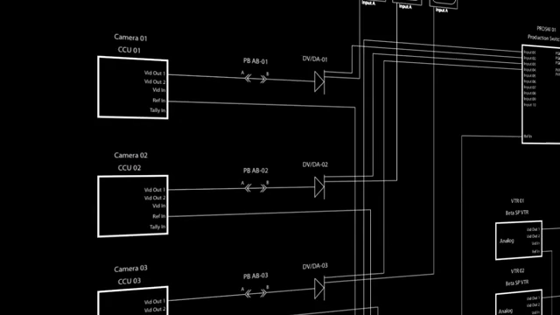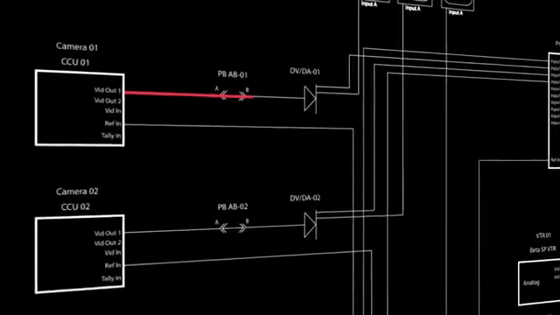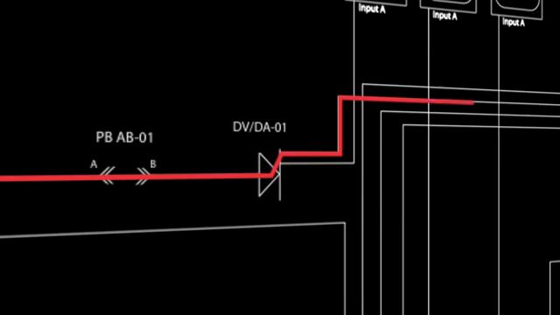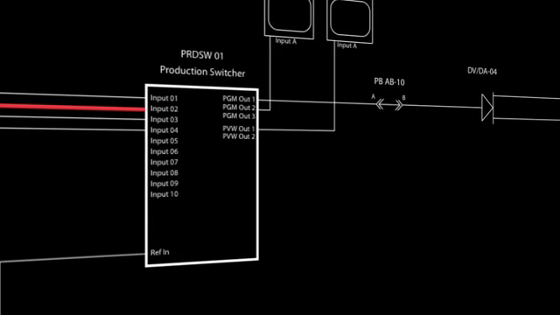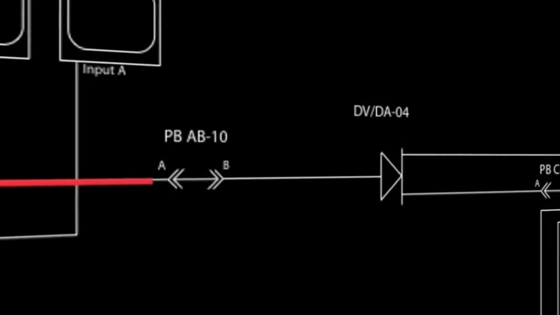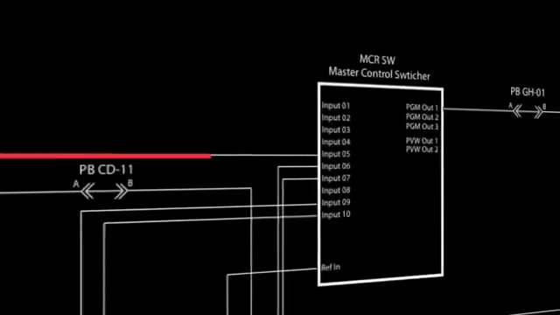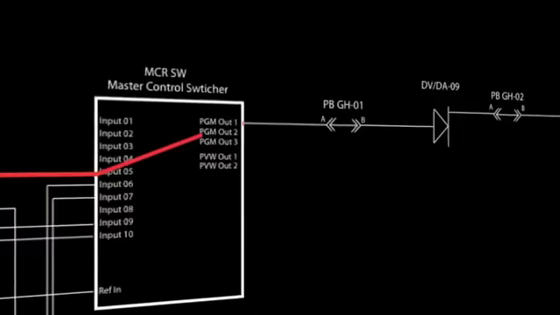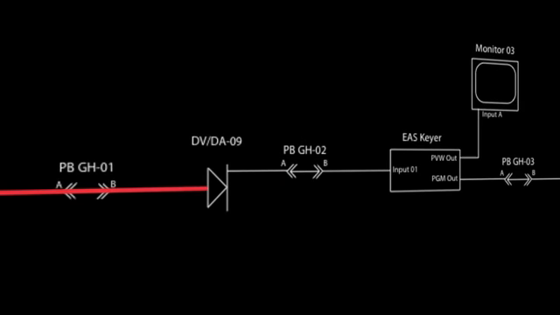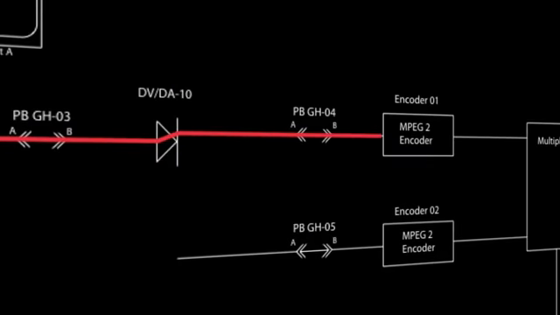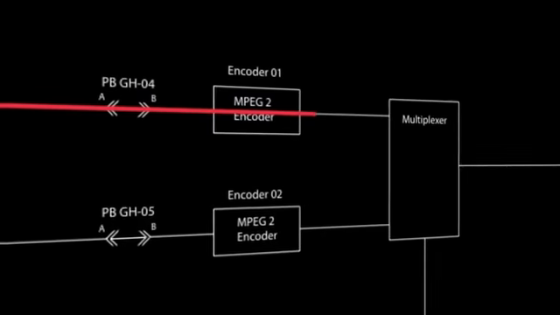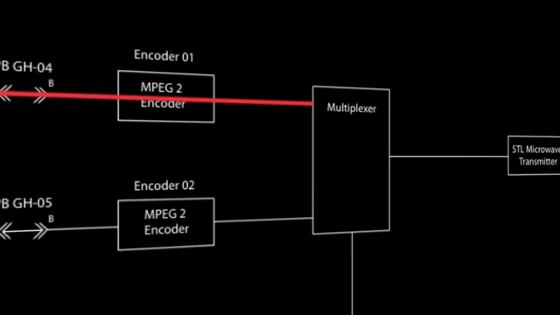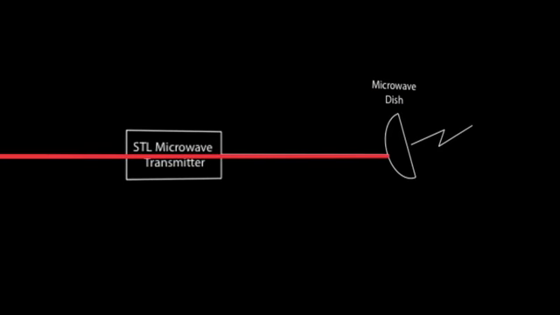Here is a quick review of what we've just gone over. The output of camera 1 passes through a patch bay and DA and feeds the input of the production switcher. It then passes through the program out through a patch bay and DA and goes into the master control switcher. Then through a patch and a DA, followed by another patch and into the EAS keyer. More patches and more DAs allow it to feed into the encoder, where it is then multiplexed and fed into the STL microwave transmitter for transmission to the transmitter site.